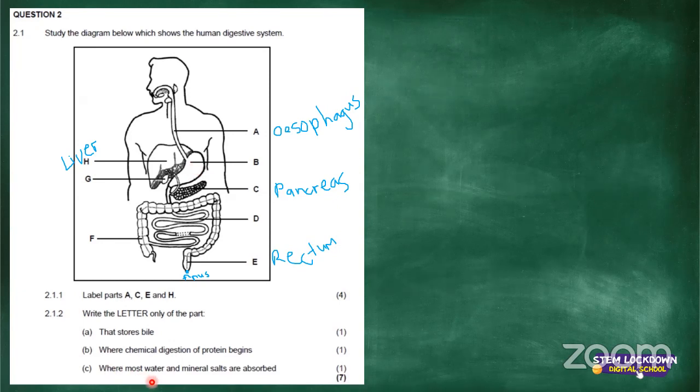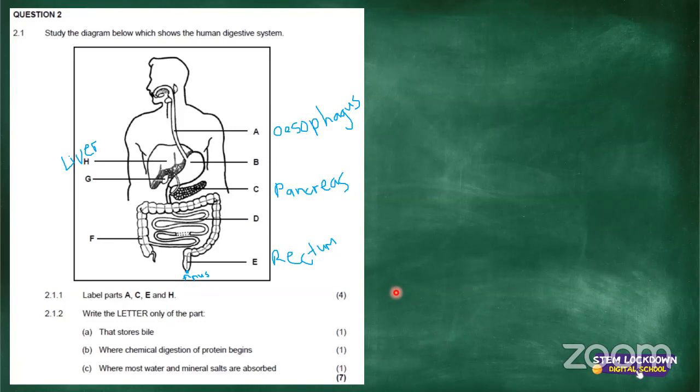Letter C, where most water and mineral salts are absorbed. Did I get answers for that? Question 2.1.2C. All right, that is correct, Danielle. Thank you very much, guys, for participating in this. And I hope you guys actually know the difference between your organs of the alimentary canal and your accessory organs, and you can differentiate between them.